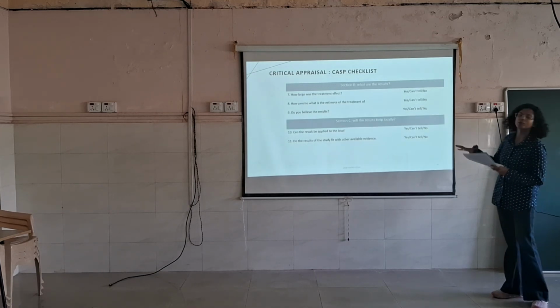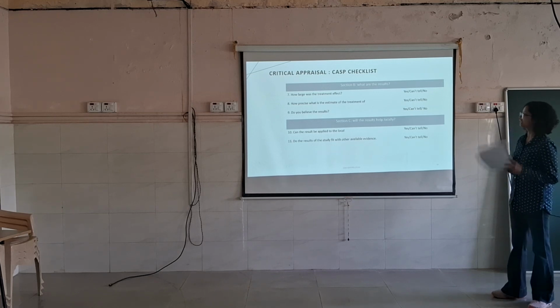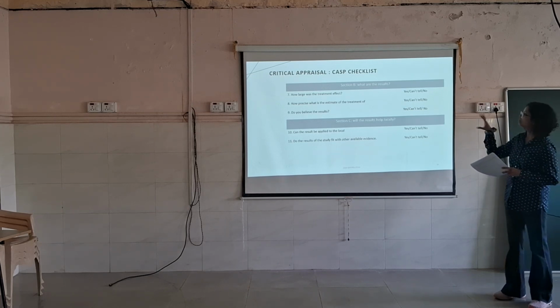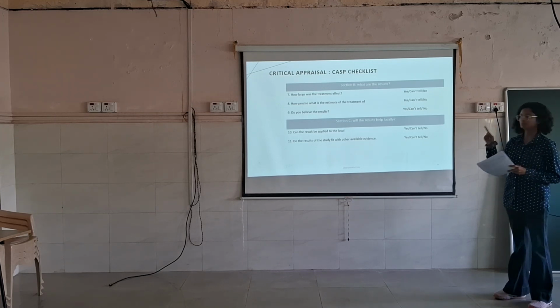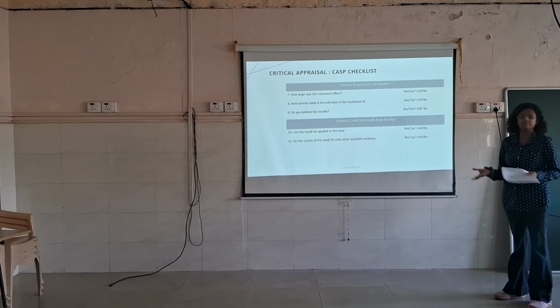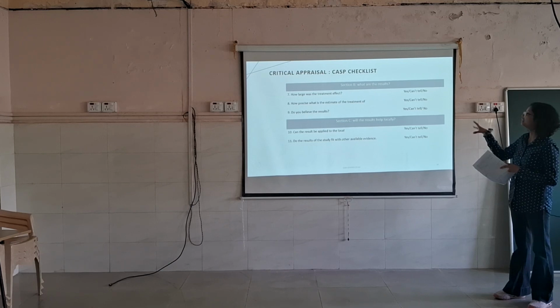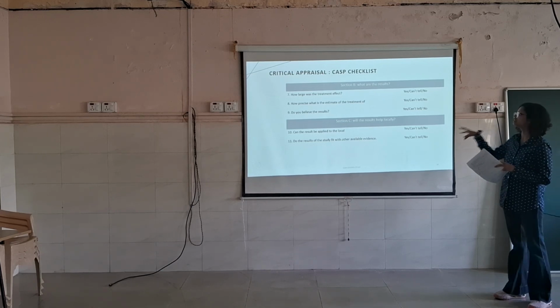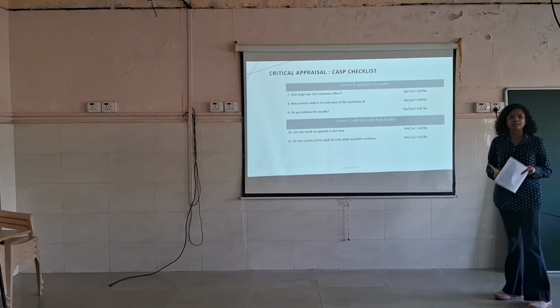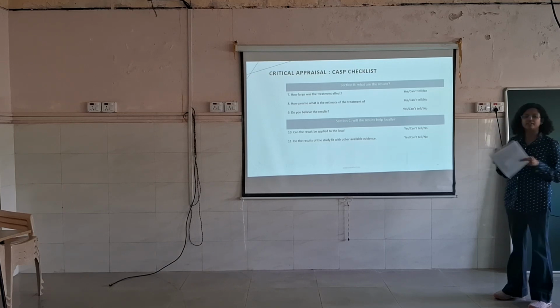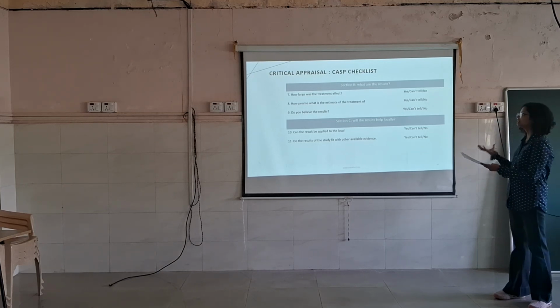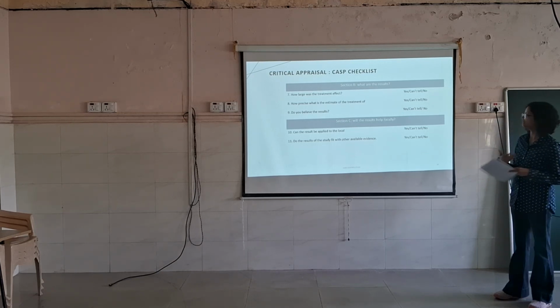So there are 11 questions in this CASP checklist for case control study, and there are basically 3 sections. The first one, that was A, was for what is the validity. Second is what are the results, and the third one is will the results help locally. So can you directly apply it to your population? Can you quantify what the study is giving to your population?